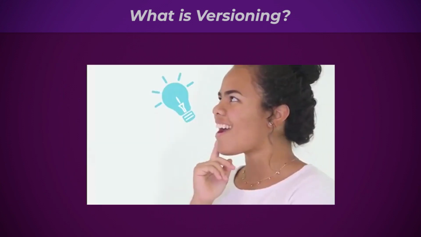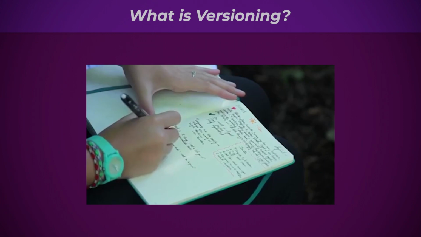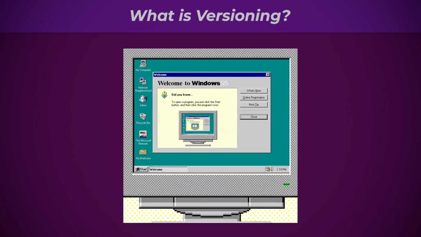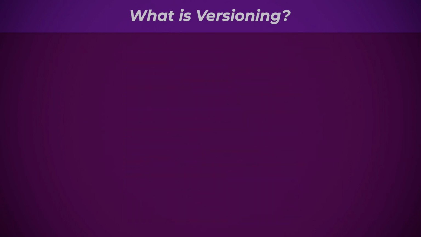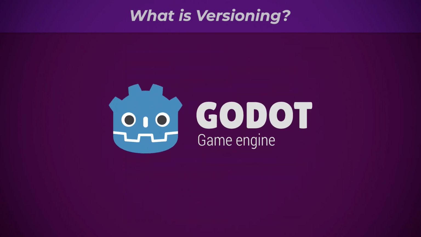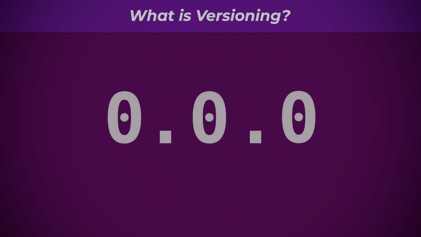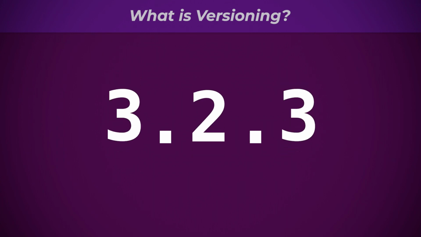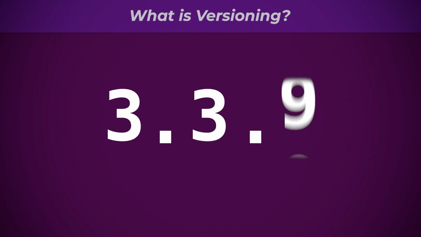Now, somehow we already know what it means to version something. Most of us probably instinctually know that versioning is used to keep track of changes in software and games. As some of you may know, Godot Engine, which happens to be the game engine I use for my own development, has recently changed from Godot 3.2.3 to version 3.3.